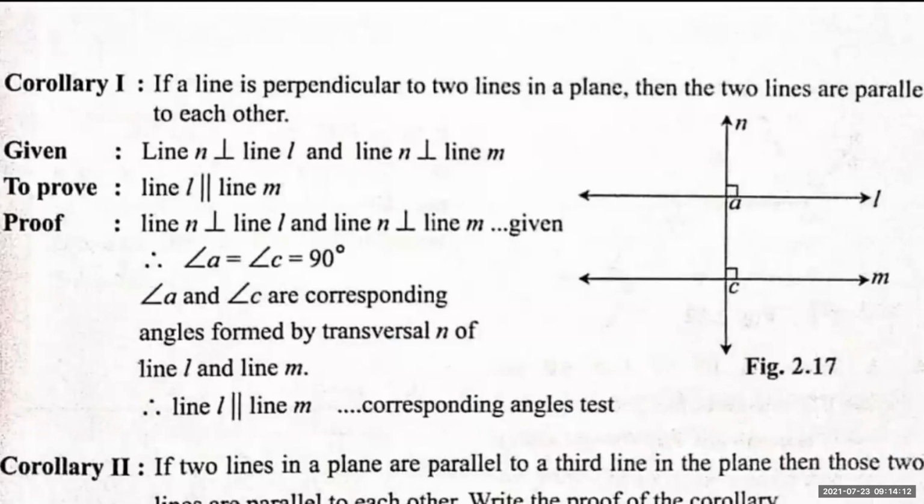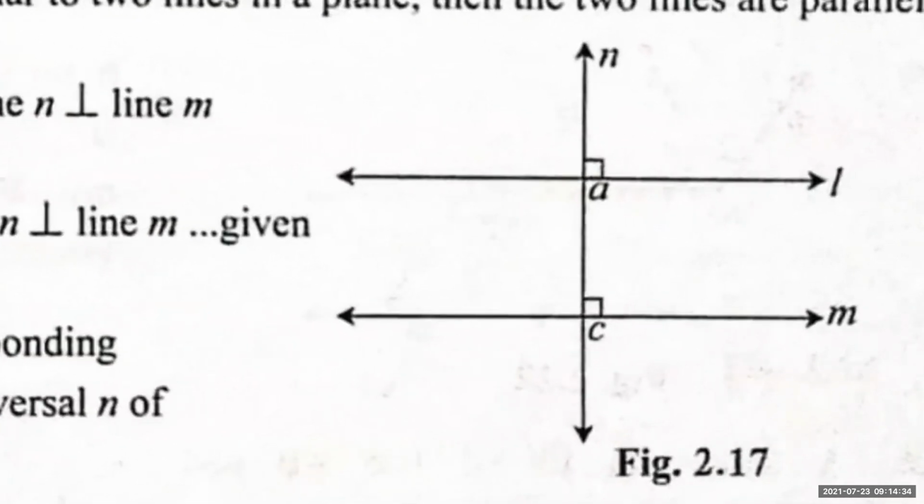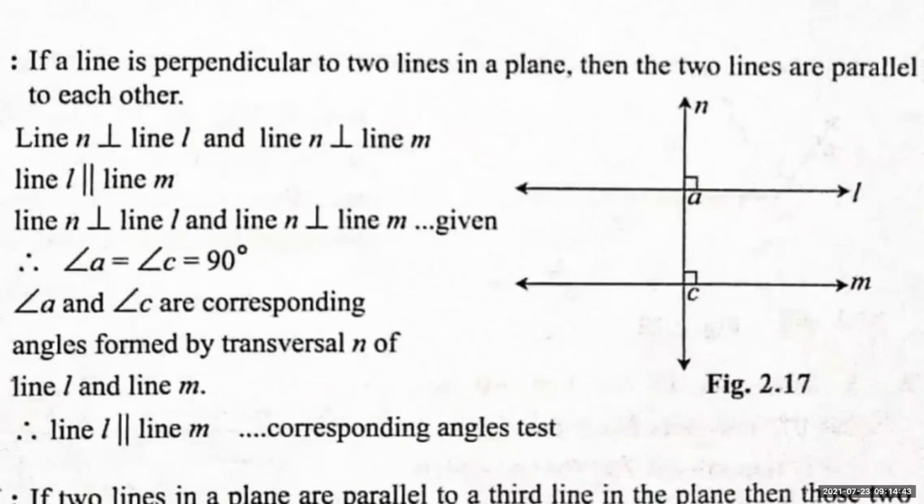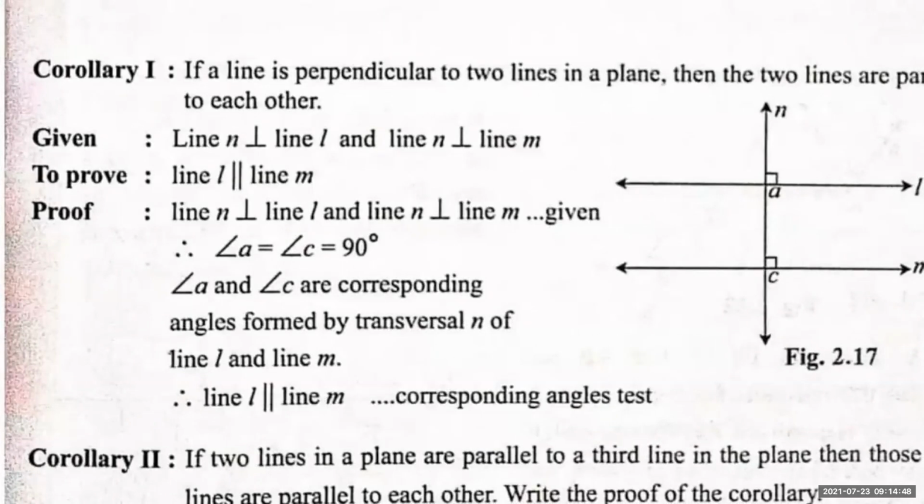Recall the corresponding angle test. What was it? If one pair of corresponding angles is congruent, then the lines are parallel. So here angle A is corresponding to angle C, and those measure 90 degrees each. So those are congruent angles. So we can see here the given lines are parallel to each other.